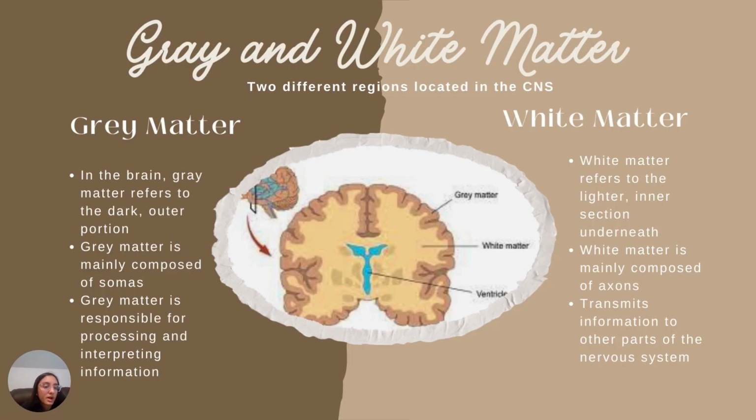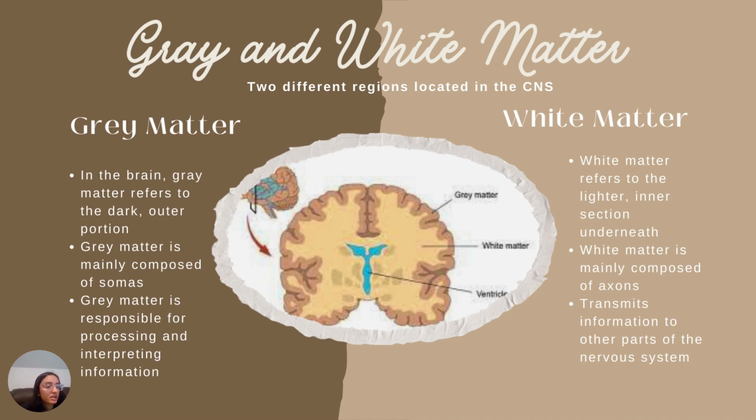Before we discuss the different parts of the brain, we will introduce the topic of gray and white matter in the central nervous system. Gray and white matter are two different regions located in the CNS. In the brain, gray matter refers to the dark outer portion and white matter refers to the lighter inner section underneath. However, in the spinal cord, this order is reversed.